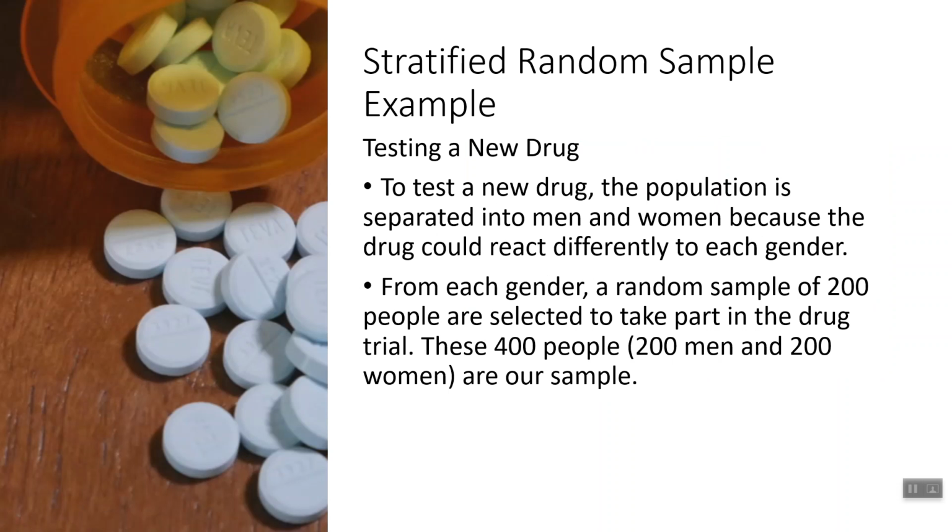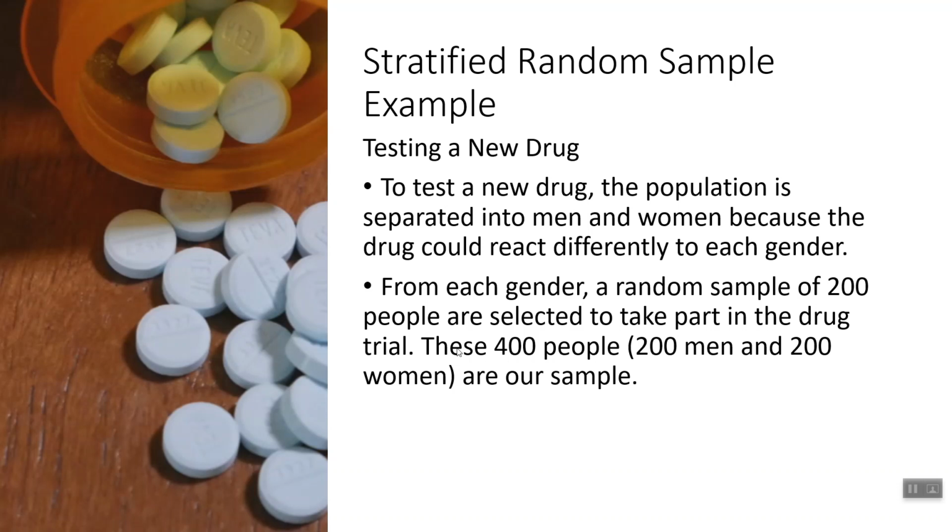Stratified random sample. So we're going to look at testing a new drug. To test a new drug, the population is separated into men and women because the drug could react differently to each gender, or each sex could react differently to the drug. From each gender, a random sample of 200 people are selected to take part in the trial. These 400 people, the 200 men and 200 women, are going to be our sample.